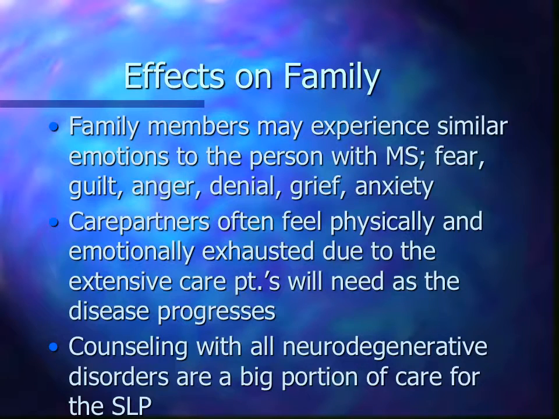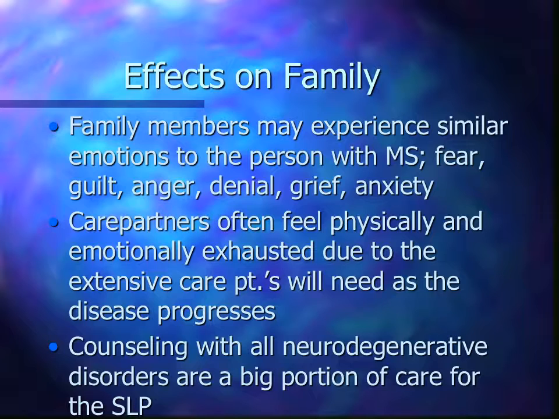So family members may experience similar emotions to the person with MS, such as fear, guilt, anger, denial, grief, and anxiety. And care partners often feel physically and emotionally exhausted, just as with someone with dementia. So it's important to counsel about neurodegenerative disorders, because they may not understand that while one day a patient might recover from a relapse, the next time they may not. And it's very hard to see someone for a few days, they are totally different, and then the next day they're walking and fine.